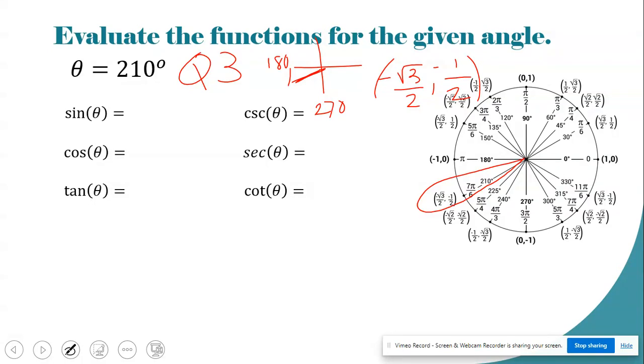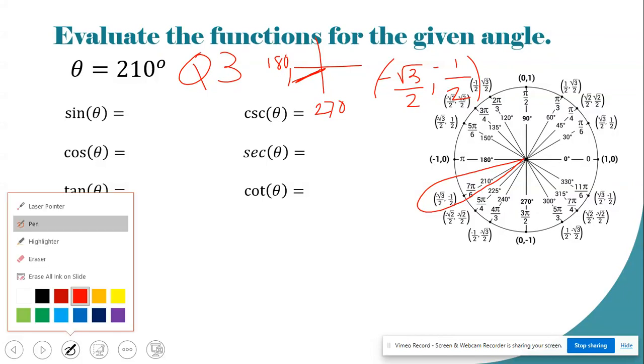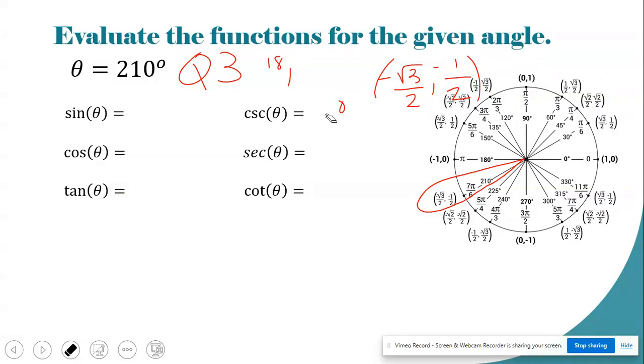Let's evaluate all 6 trig functions. Let me just erase this piece, I don't really need it right now. It's kind of getting in the way here. I'm going to change my color up. Sine is the y-coordinate, negative 1/2. Cosine is the x-coordinate, negative root 3 over 2.